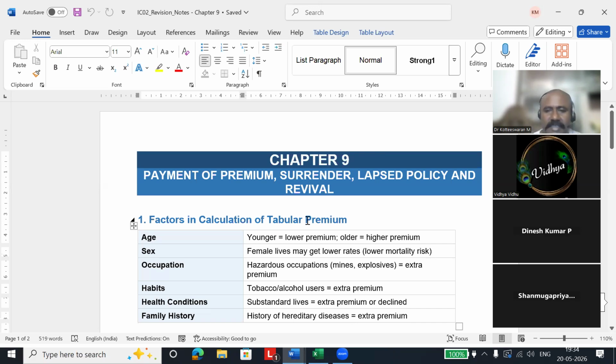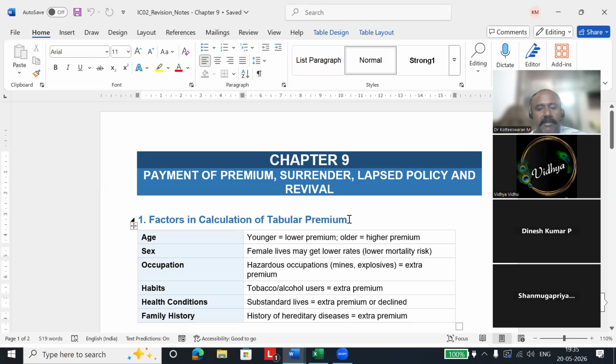So a lapsed policy means if you are not paying the premium on time, the policy will get lapsed. So that is called a lapsed policy. And revival. Revival is after lapsing, how we can renew the policy, how we can make the policy live again. So these are the four things that we are going to see in this chapter. Very straightforward chapter. Minimal calculation.